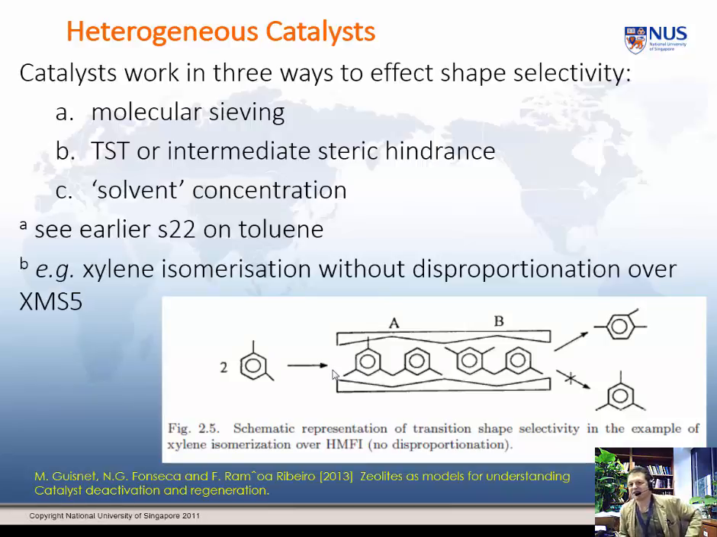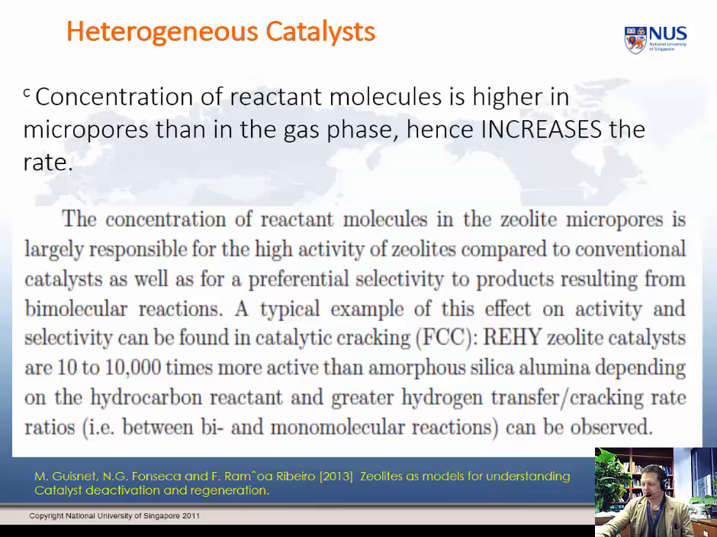You can't ever quite get rid of zeolites, they're everywhere, but effectively transition state theory of intermediates is being used to actually get the particular isomer that you wish. Third way, this concentration of reactant molecules. It's higher, or solvent molecules, it's higher in the micropores than in the gas phase. Hence, you can increase the rate.